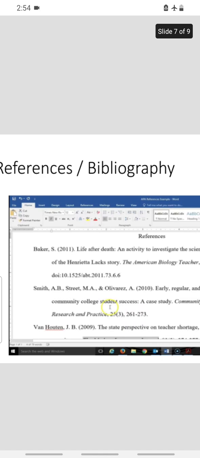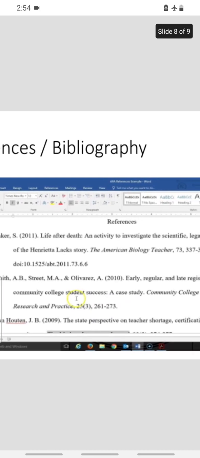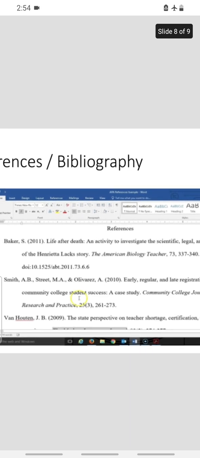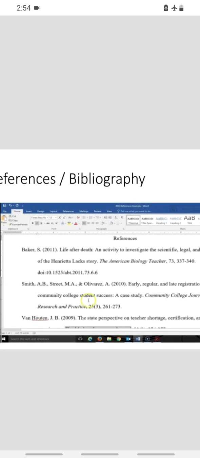This is how we give references at the end of our thesis, at the end of our work. Like it's written Baker, the last name of the writer, then the first letter of the first name of the writer, then the year of publication, then the title of the book or the title of the research article, and then the name of the journal.